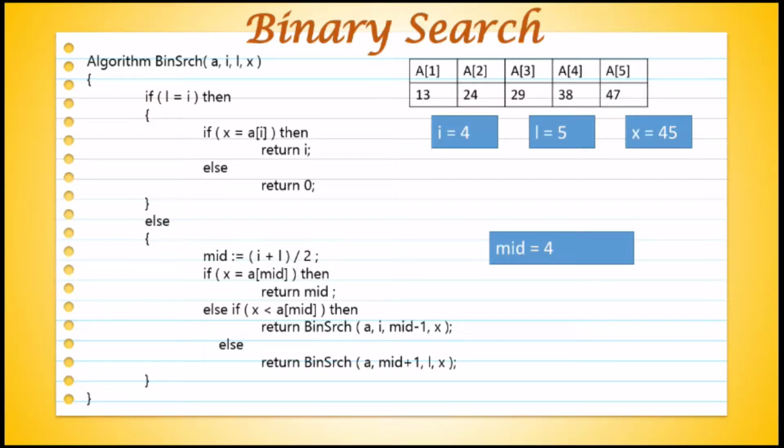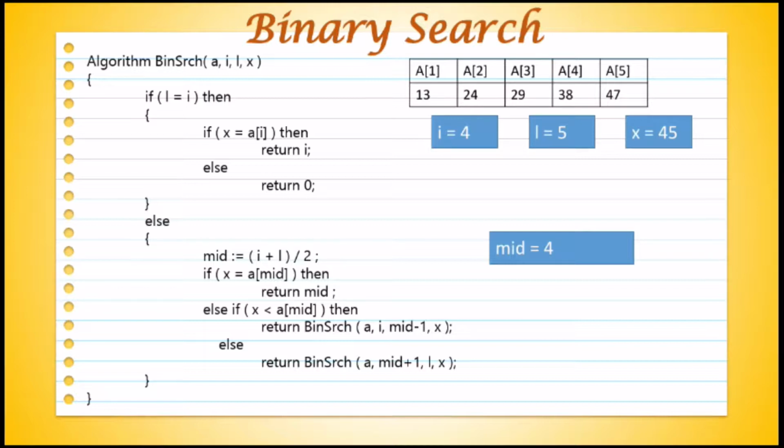So now we are checking X with the middle value. So now the middle value is what? 38. So X, that is 45, is equal to 38. This condition is false. That means we will check the else if statement. So is X less than A of mid, that is 45 is less than 38. So even this condition is false. That means we will execute the else part.